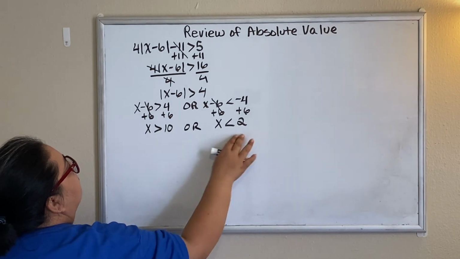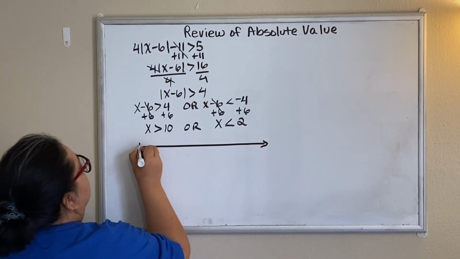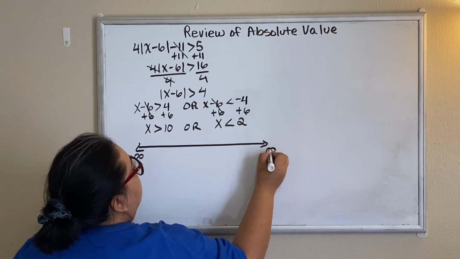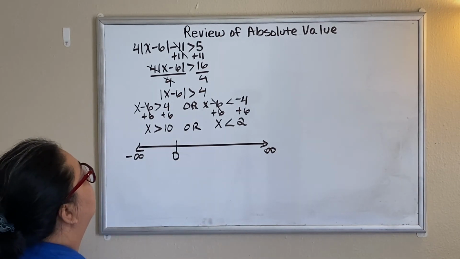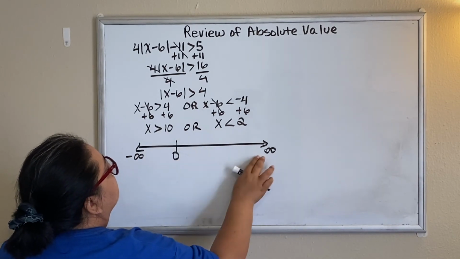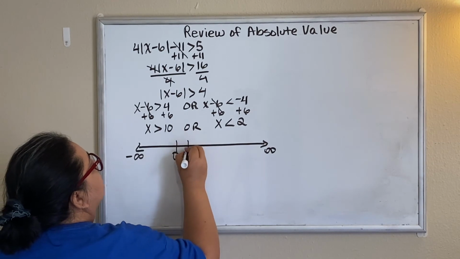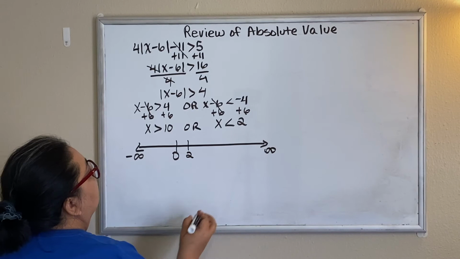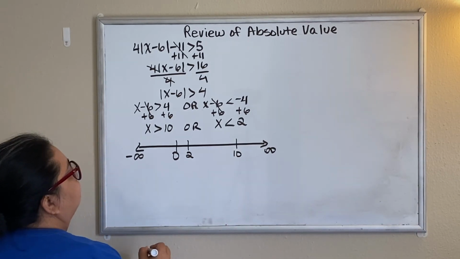Now that we have our numbers, we can draw a number line. On one side we have negative infinity, on the other side we have infinity. Somewhere in the middle is 0. Now, this is positive 10 and positive 2. Both of those numbers are on the right-hand side. 2 is a little bit closer to 0, so we're going to mark 2 right there, right by 0. And then we're going to mark 10 a little bit further away.